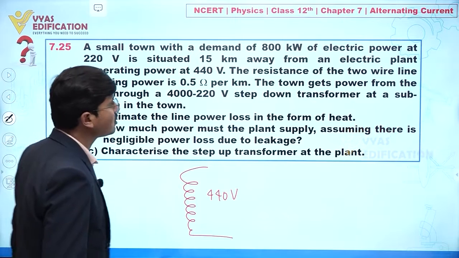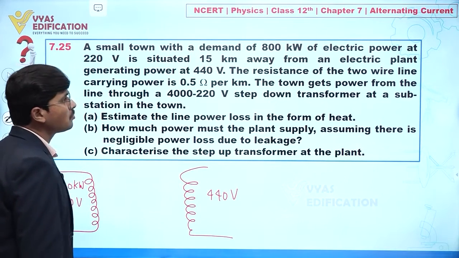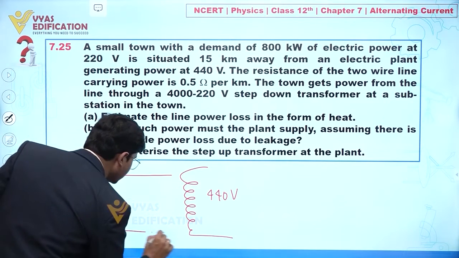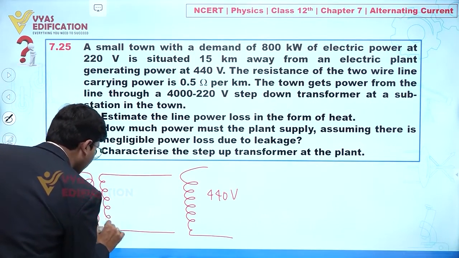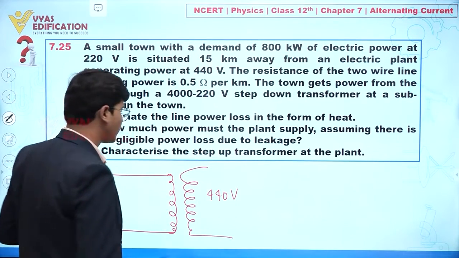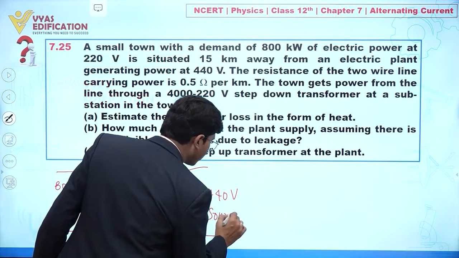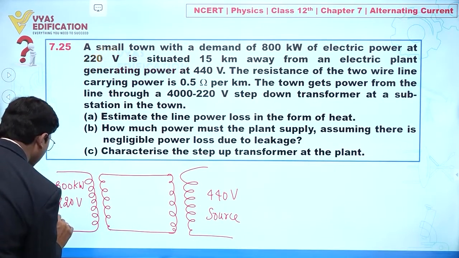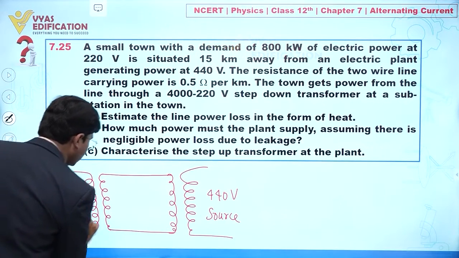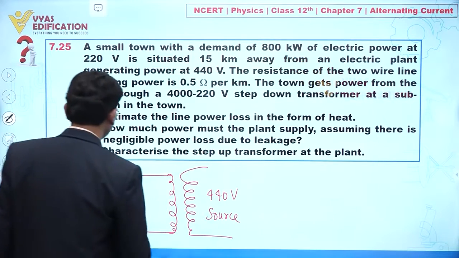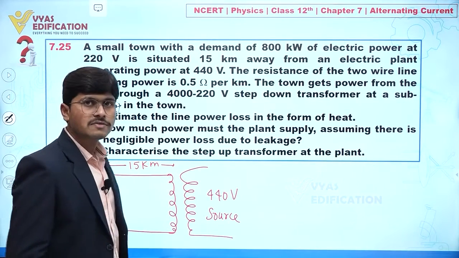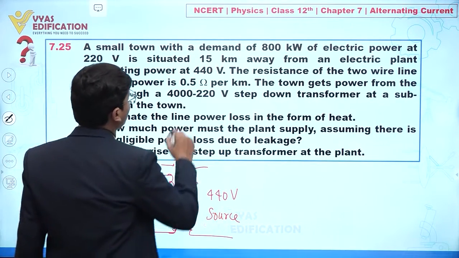The resistance of the two-wire line carrying power is 0.5 ohm per kilometer. So let's suppose these are the two lines, and these two lines are carrying this power from this end to this end. I can say this is the source, the power station, and this is the small town. Now it is given that the distance between this town and this source is 15 kilometer. The resistance value is also given, 0.5 ohm per kilometer.